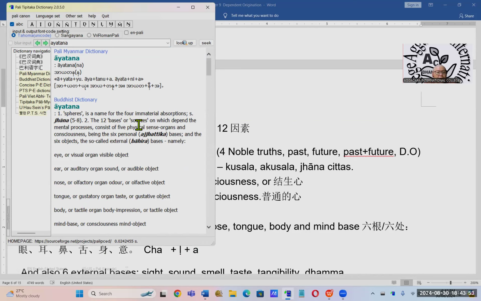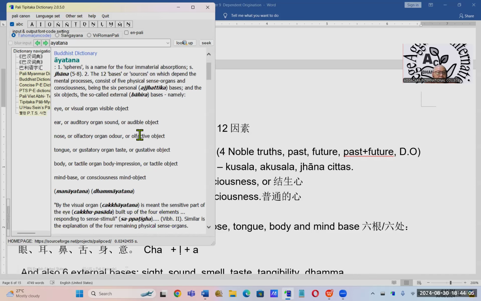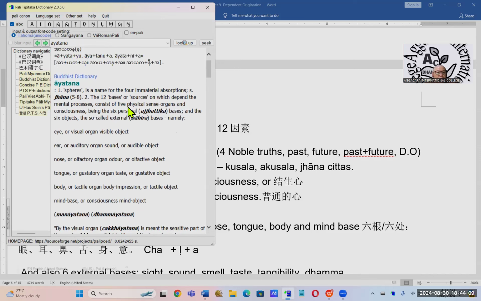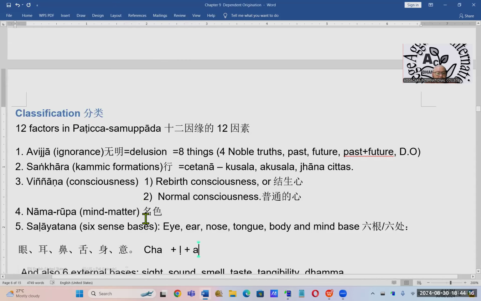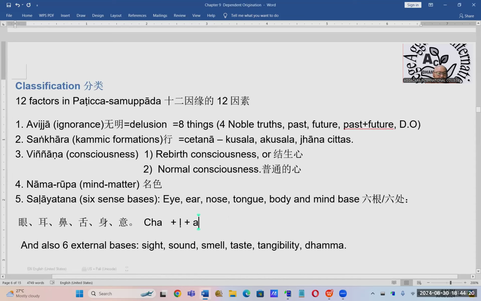But normally here we refer to our 5 physical sense organs: eye, ear, nose, tongue, body, and also the mind base. But sometimes this ayatana might also refer to the 6 objects. That's how we learn the Pali. When you recite, you start to read, oh, 6 cha becomes sa, and then insertion of L, salayatana. It's normally talking about eye, ear, nose, tongue, body, and mind base. But we also talk about it including the 6 sense objects: sight, sound, smell, taste, tangibility, and dhamma.